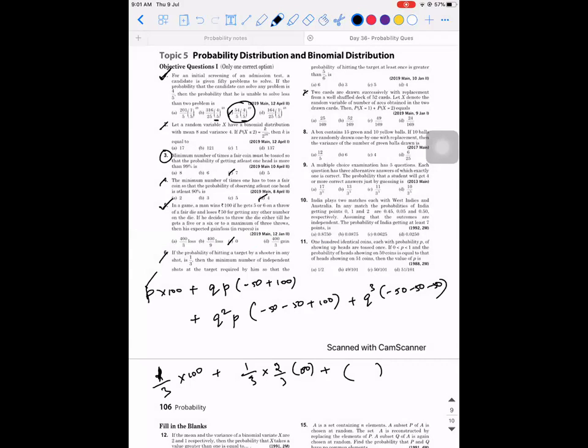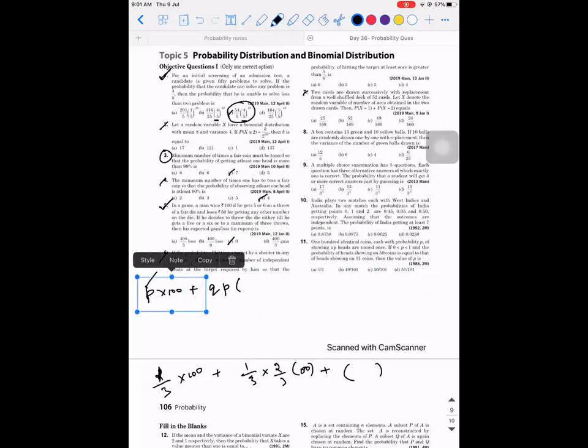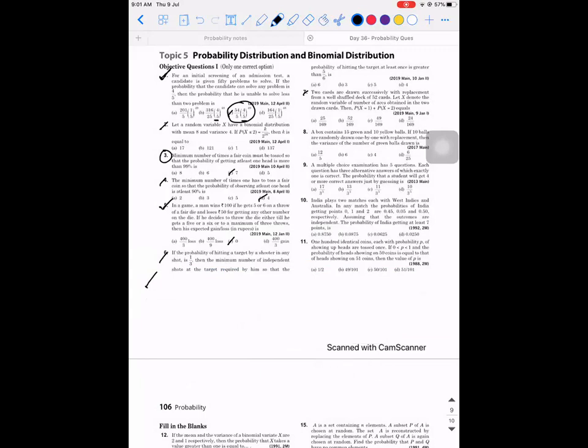Similarly, do the next one. If the probability of hitting a target by a shooter in any shot is 1 by 3, then the minimum number of independent shots at the target required by him so that the probability of hitting the target at least once is greater than 5 by 6. See, wherever you see this at least concept, you take the complementary case only. You solve it using the complementary condition, 1 minus something.